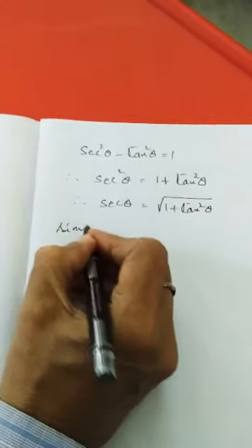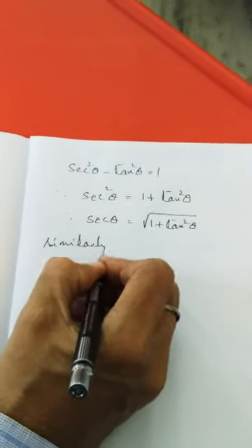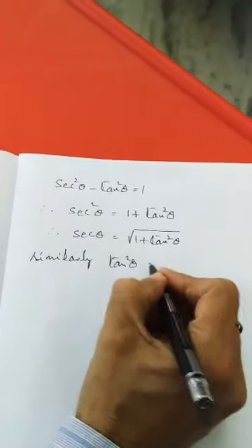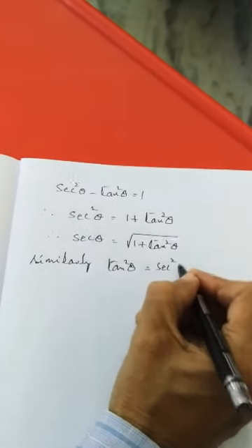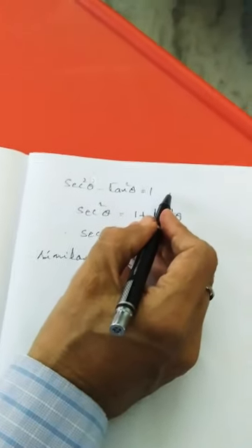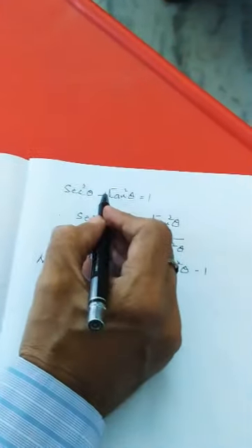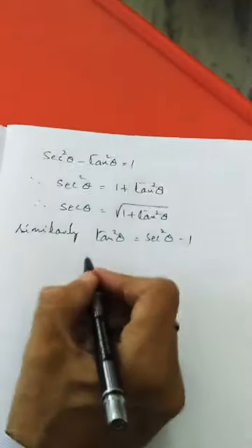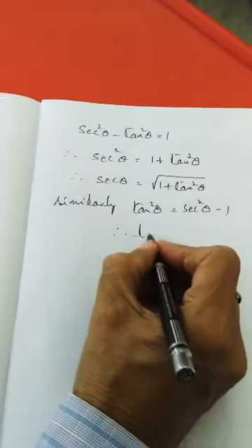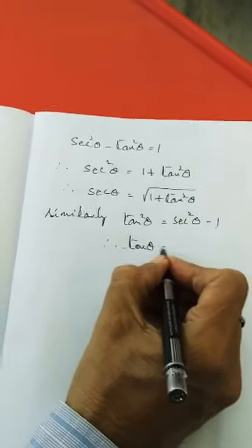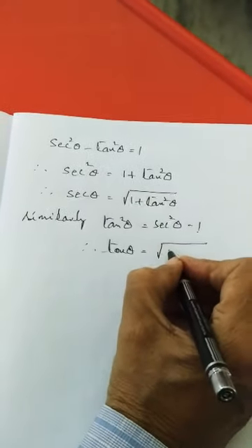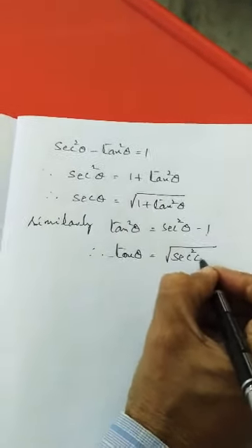Similarly, tan square theta is equal to secant square theta minus 1. If you bring minus tan square here, this will become plus tan square. The plus 1, if you bring here, this will become minus 1. So tan square theta is equal to secant square theta minus 1. Tan theta is equal to, if you remove the square here, under root of secant square theta minus 1.